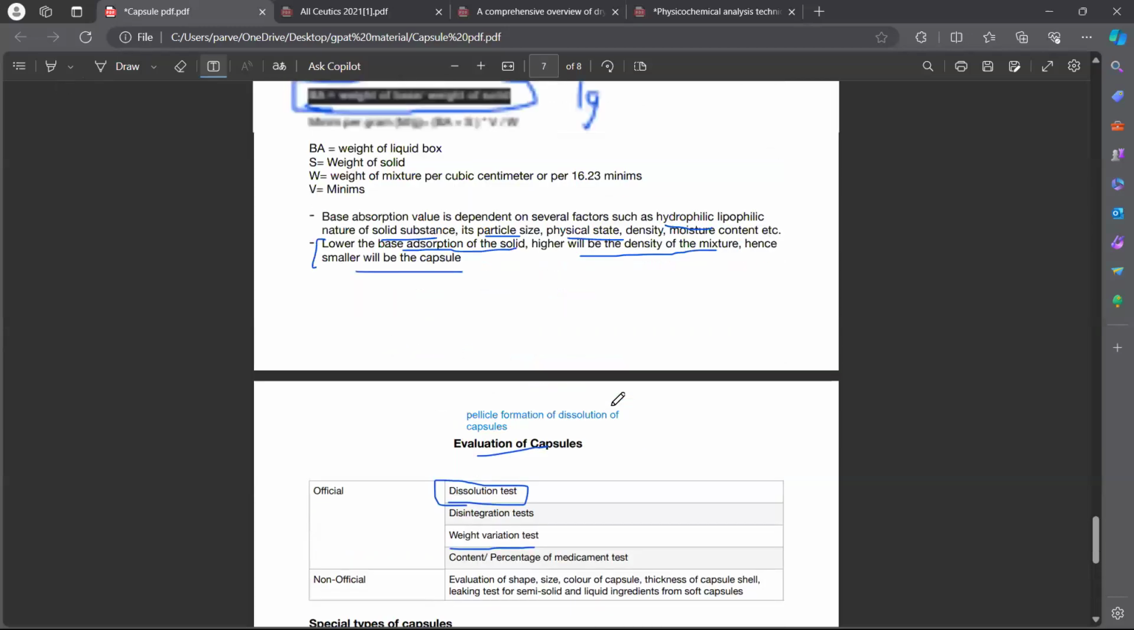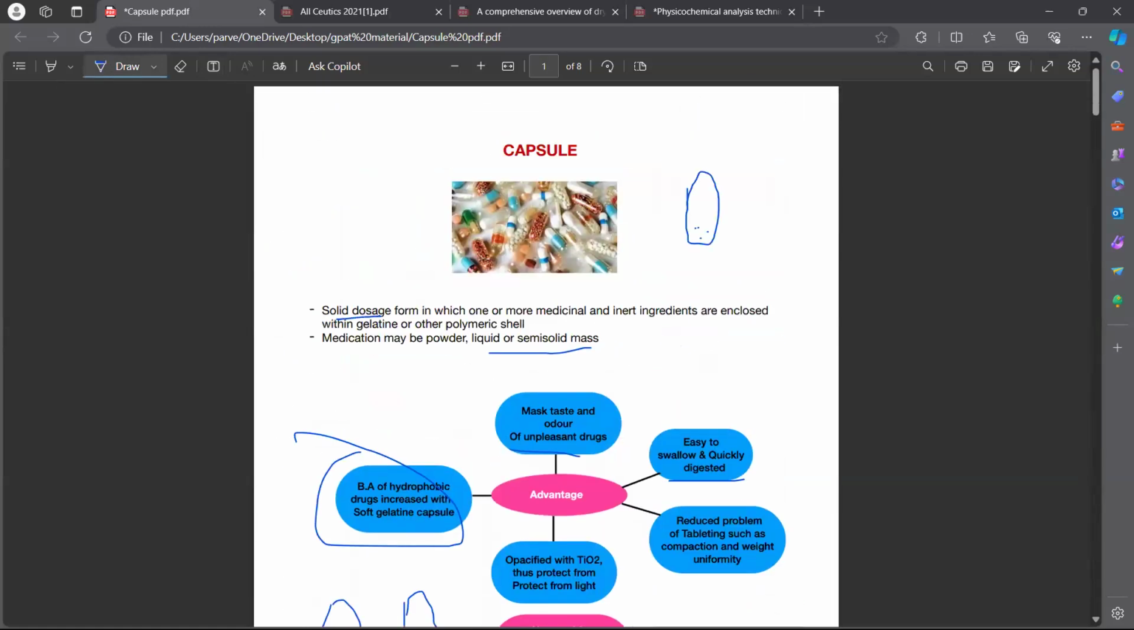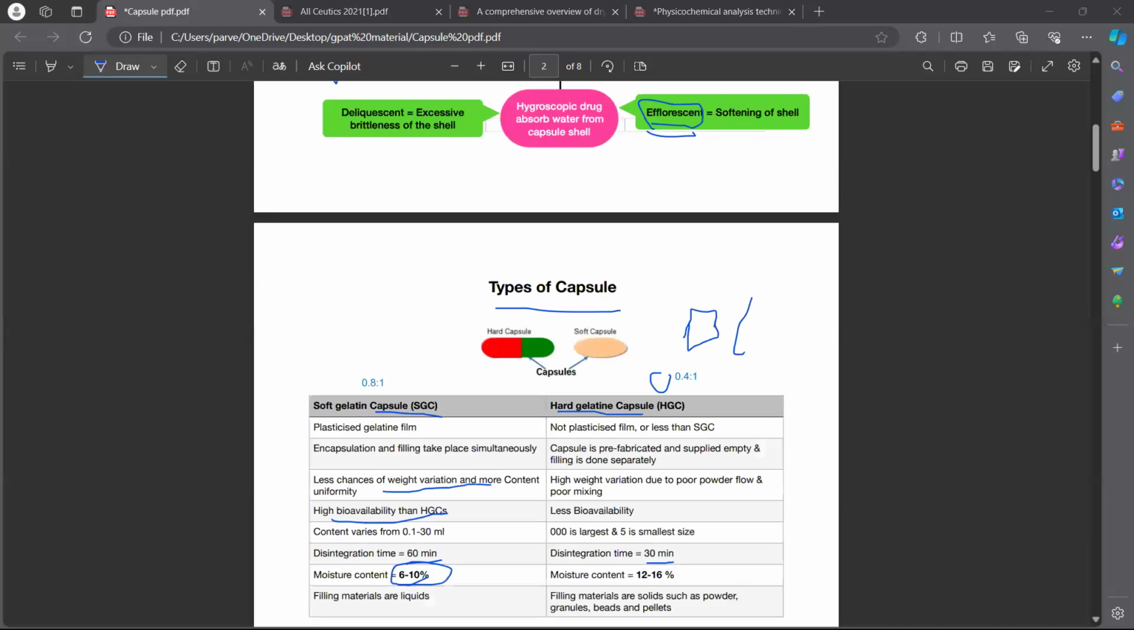So now I think let us discuss some of the MCQs related to the capsules. Let me show you guys some of the MCQs related to the capsule. Wait a minute.